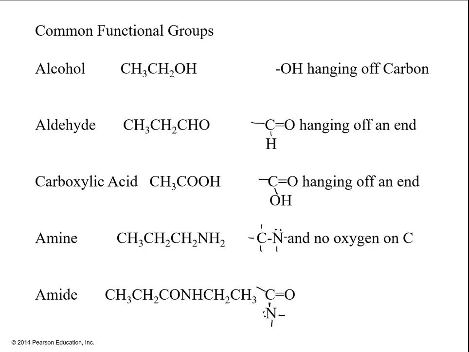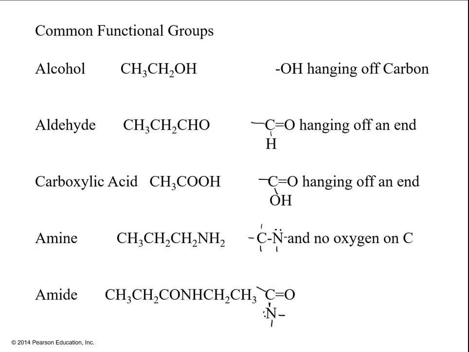It could be found at the end of a chain. It could be hanging off the middle of a chain. It could be a single bond. It could be a double bond. So it's a combination. Make sure you look at your little functional group card, because you'll have that one. We'll just go through them.